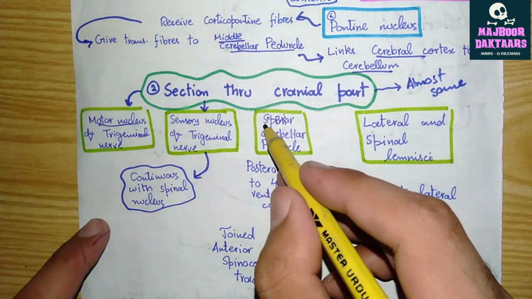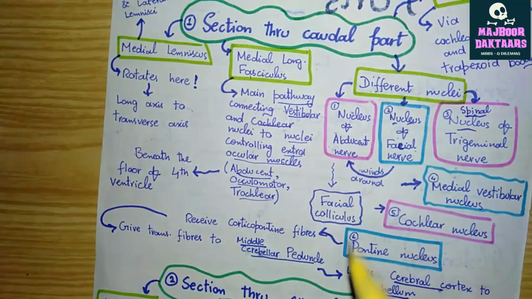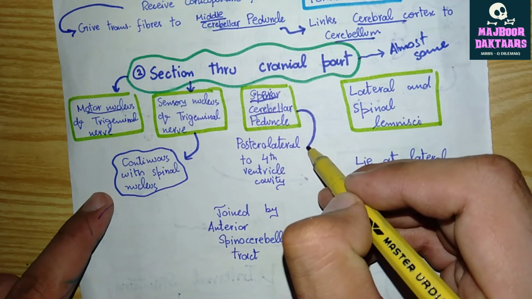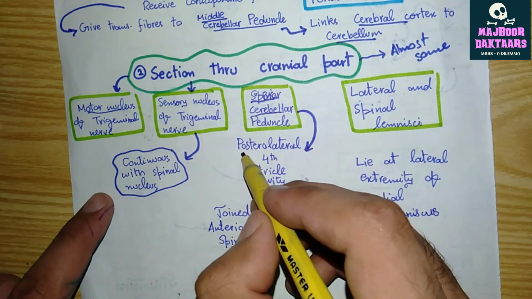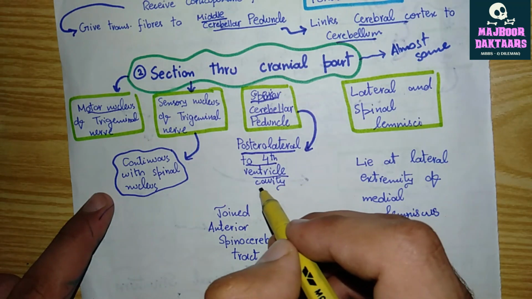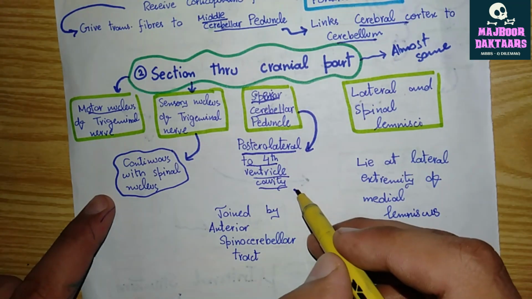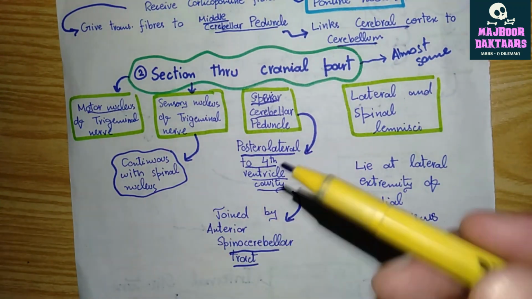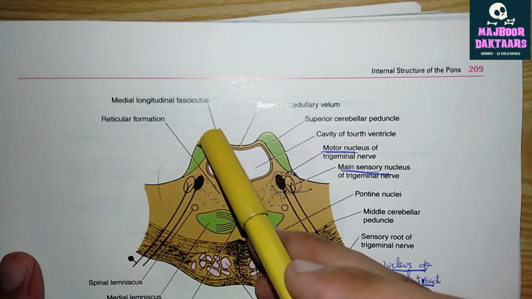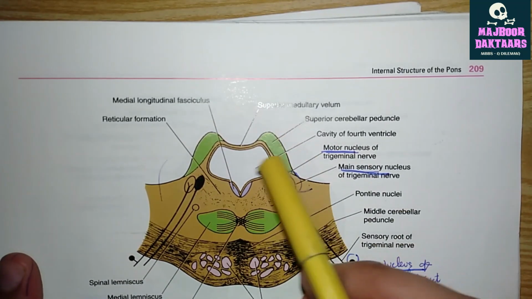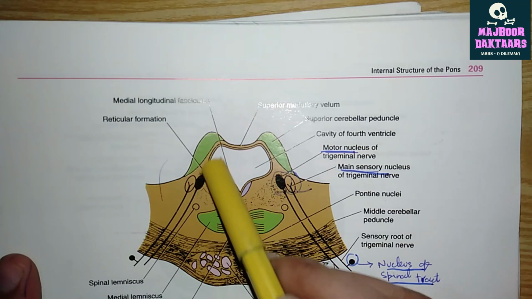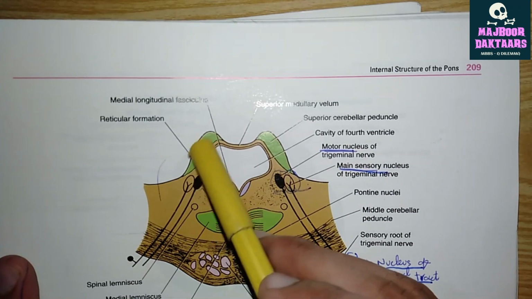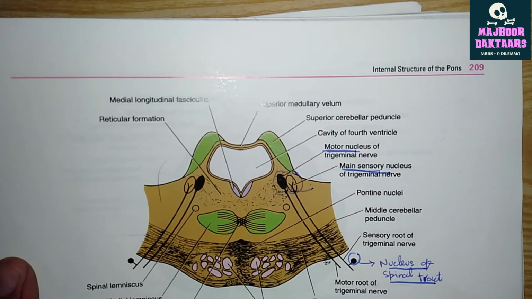Also, the superior cerebellar peduncle, which we have also seen in the caudal part section, is present here too, but its position, instead of lateral, becomes posterolateral to the fourth ventricle cavity. Also, it is joined by the spinocerebellar tract, which we have discussed in the lecture on tracts. Here we can see that this green portion is the superior cerebellar peduncle, which instead of being lateral to the cavity of the fourth ventricle has become posterolateral to it.